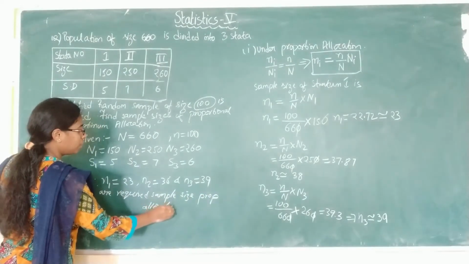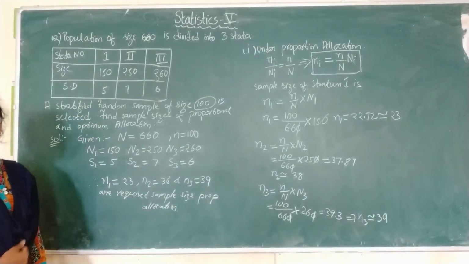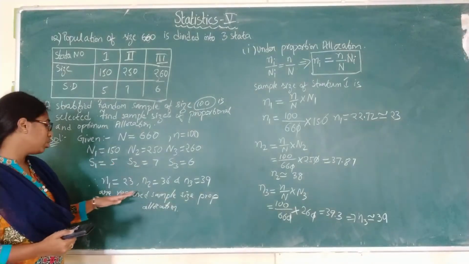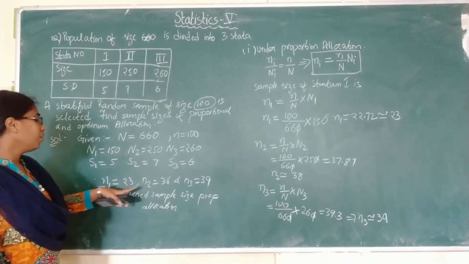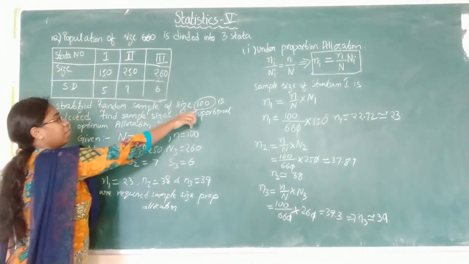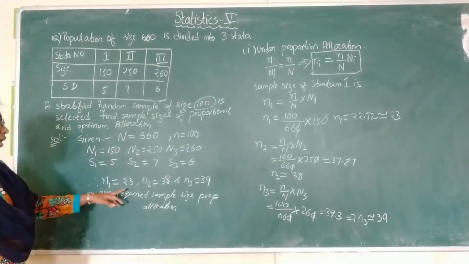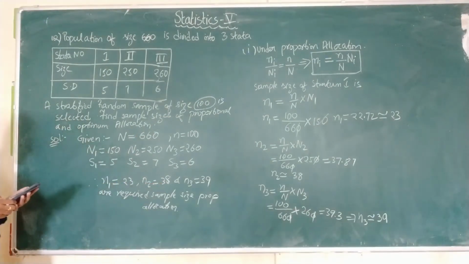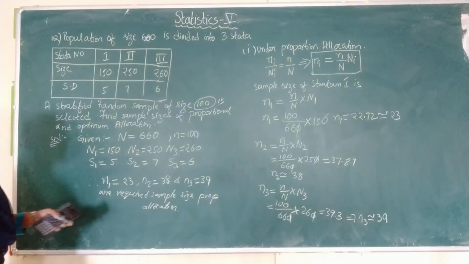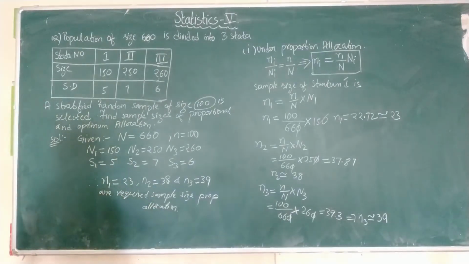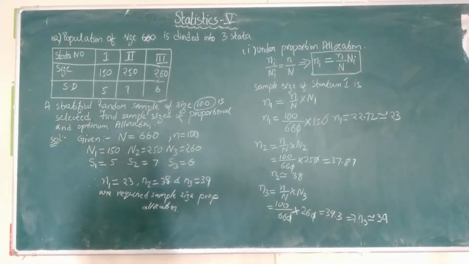So you have to check whether these proportional allocation sample sizes are the true values or not. Have you checked? If you add all these three values, you have to get 100, because the sample size should be 100. Add 23 plus 38 plus 39, you will be getting exactly 100. So this is the required sample size under the proportional allocation.